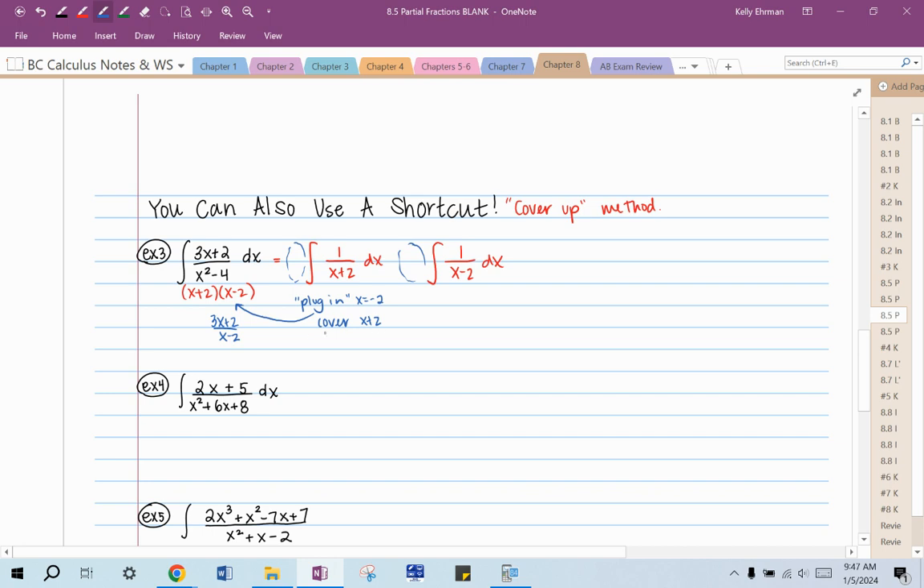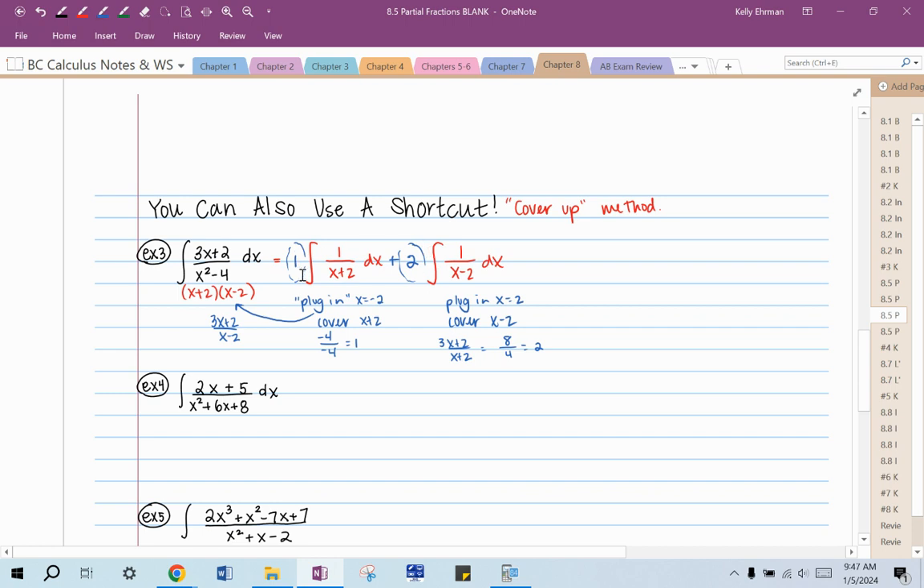So this becomes, if I plug in -2, I get -6 plus 2, so -4, over -2 minus 2, -4. So I get 1. So that coefficient is just a 1 in front. And then for this second integral, I'm going to plug in x equals 2. I'm going to cover x minus 2. So if I cover x minus 2, I'm plugging into 3x plus 2 over just x plus 2. If you plug 2 into that, you get 6 plus 2 is 8 over 2 plus 2 is 4. That one comes out to 2. So I write plus 2.